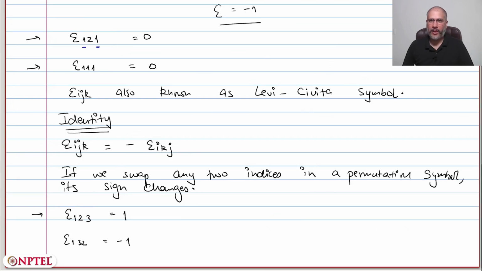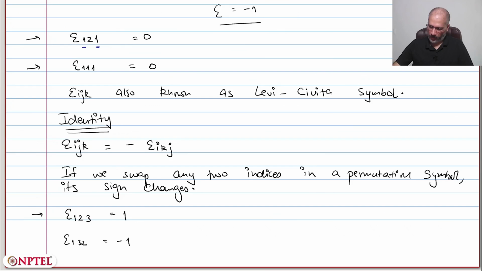So you can check for any values of i, j and k, and this will hold because this is an identity. Now if any two values are equal, then both left and right sides are 0, which still ensures that the identity is satisfied because 0 is equal to minus 0.